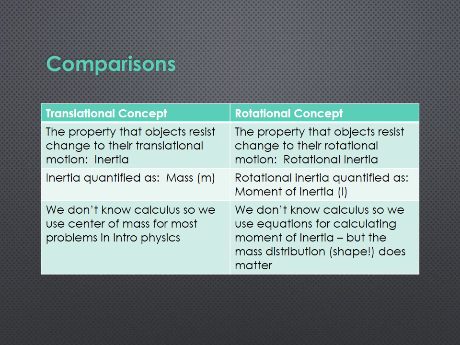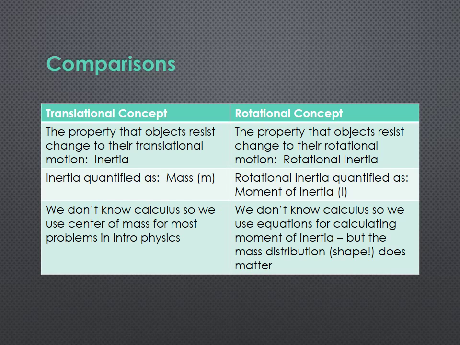As a quick summary, here are some comparisons of the translational concepts to the rotational concepts. In both cases, the property that objects have that means they resist changes to their motion is inertia. In rotation, we just add the adjective. In translational motion, we quantify that inertia as the mass, because the actual physical size doesn't matter, just how much stuff there is, how much inertia it has. However, in rotational inertia, we quantify it as moment of inertia, which maybe makes it a little easier to remember in this case, I don't know.